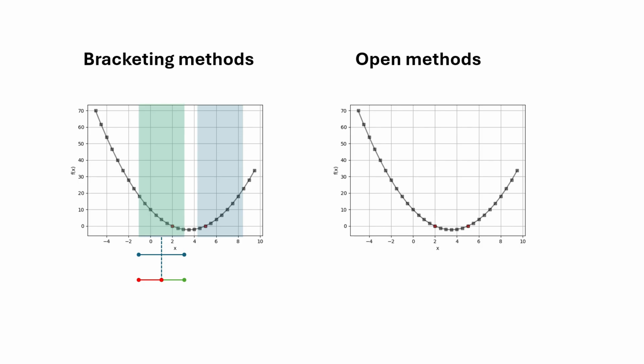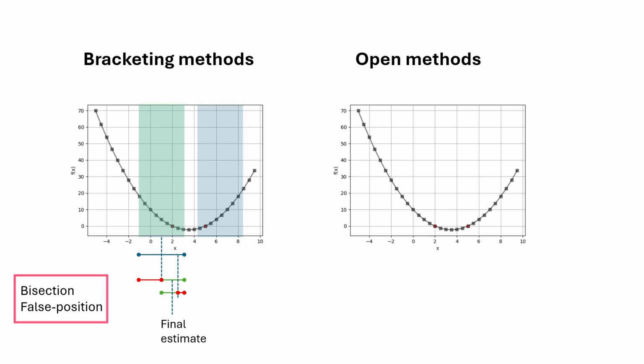So we keep the right interval and make another estimate of the root, and iterate the process until a user-specified criterion on precision or the max number of iterations is met. Examples of bracketing methods include bisection and the false position methods.